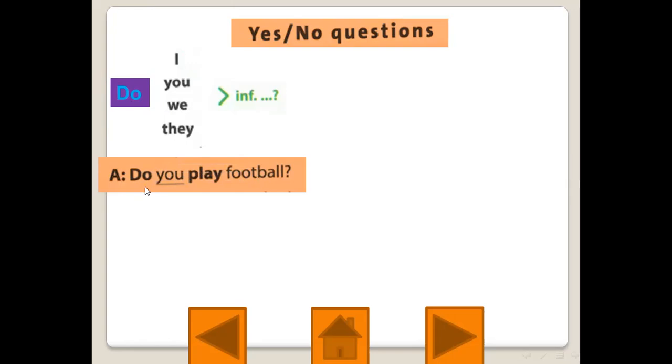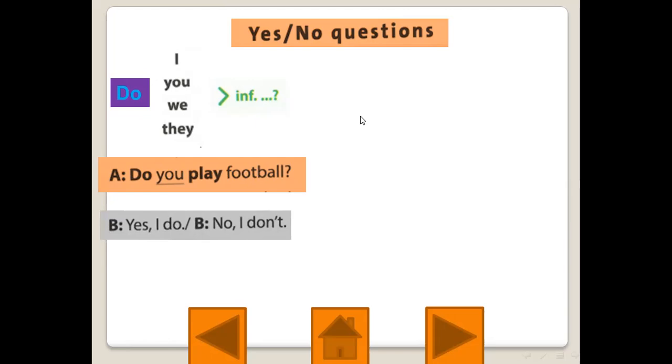Do you play football? Here, do, and this is the subject pronoun, you, and then the infinitive, play. The answer here, you will answer yes or no. If your answer is yes, the answer will be: yes, I do. And if your answer is no, the answer will be: no, I don't. Okay, this is about do.